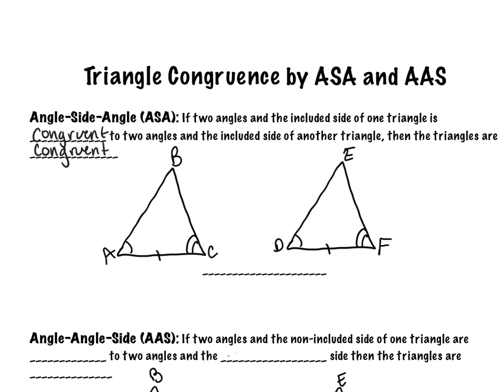Right? So remember, angle, side, angle. That side has to be in between the two angles. Okay? So if I were to write the congruent statement as triangle CBA, how would I have to name the other triangle so it's in the same order? F-E-D. Yeah. So F-E-D.